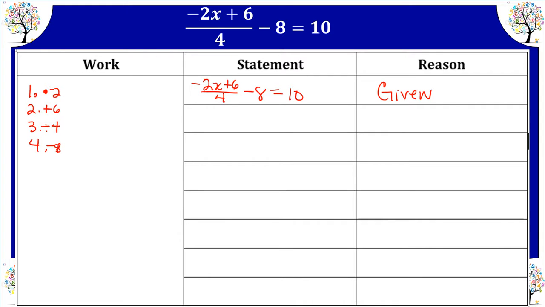So now we're going to undo this and solve, so we're going to work backward, and we're going to add 8 to both sides. And when we add 8 to both sides, we end up with it equaling 18, and we use the addition property of equality.